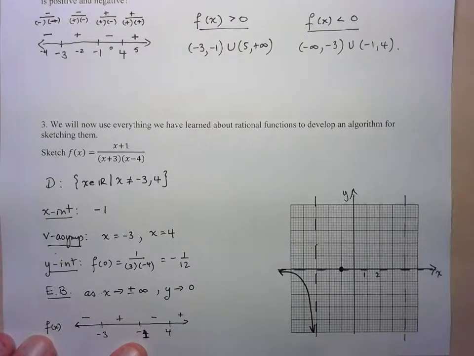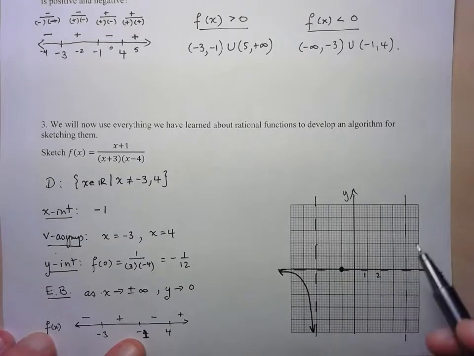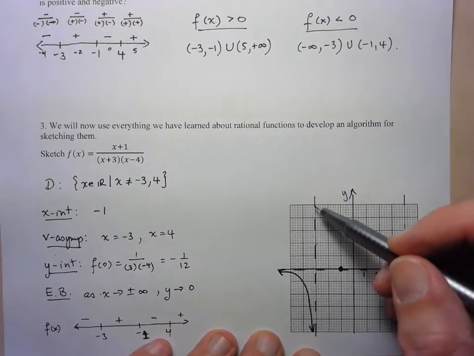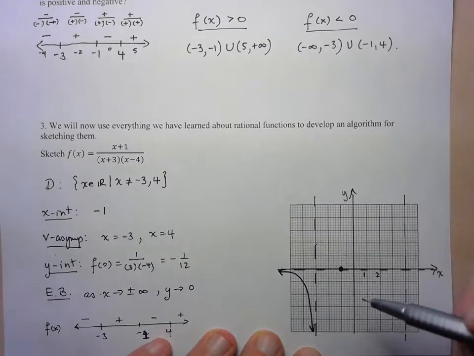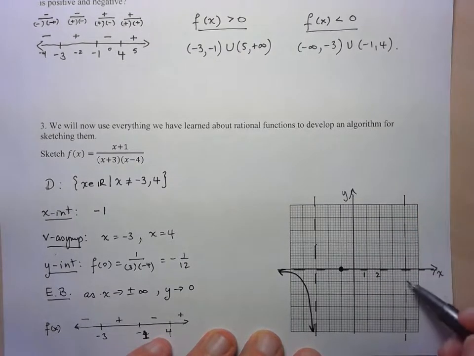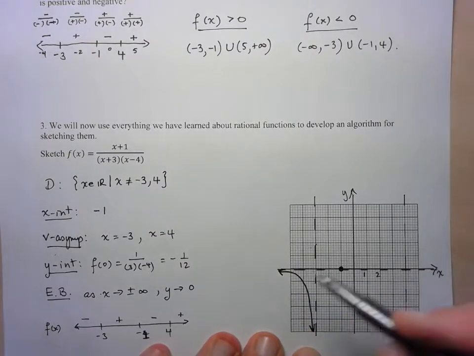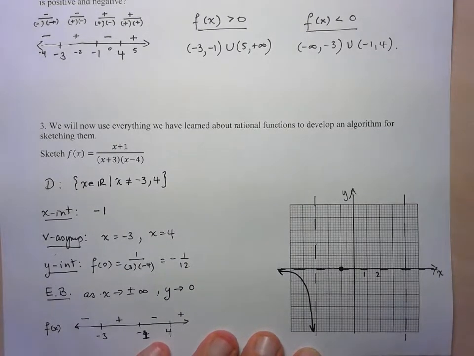Okay, so between -3 and -1, we see that the function is going to be positive. Then from 1 to 4, it has to be negative. Okay, so that means that at this vertical asymptote to the right of it, it's going to have to be going to positive infinity. Okay, whereas at this asymptote, again, the function is negative in this interval from -1 to 4. So this is going to have to go to negative infinity.